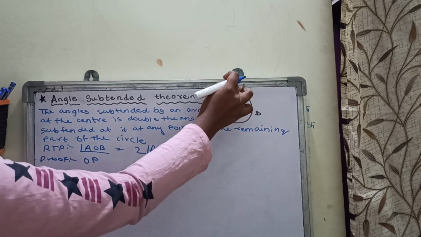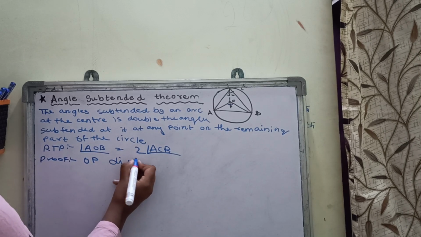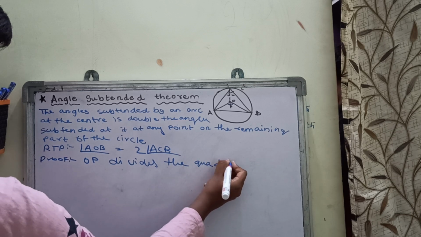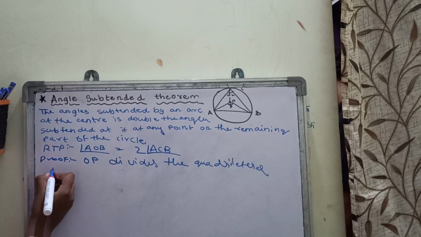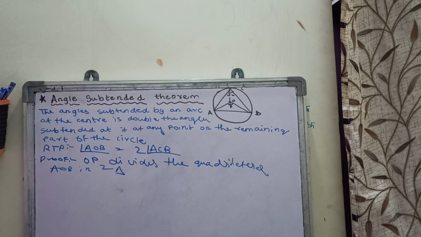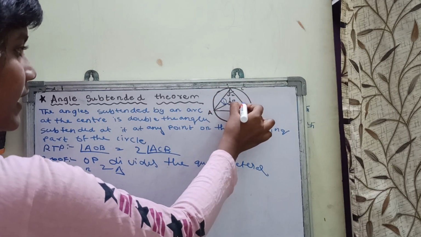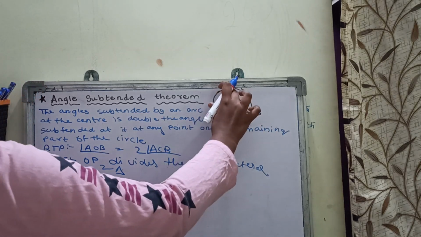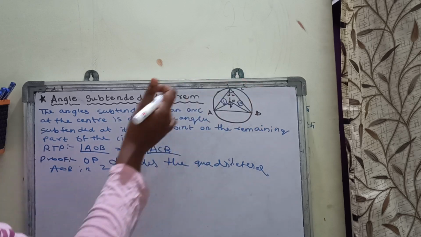OP, the OP ray divides the quadrilateral AOB into two triangles. Here you can see AOC, this is one triangle, and PCB is another triangle. This is one triangle, this is one triangle. We divided it into two triangles.